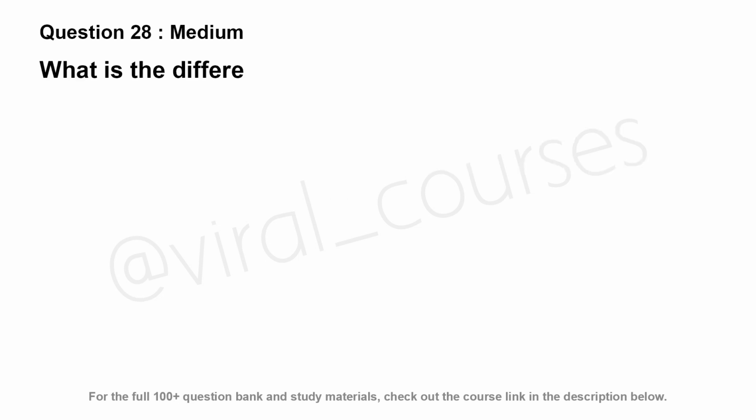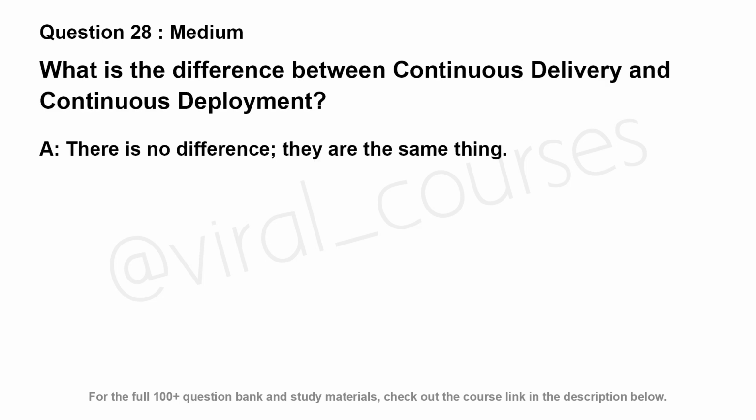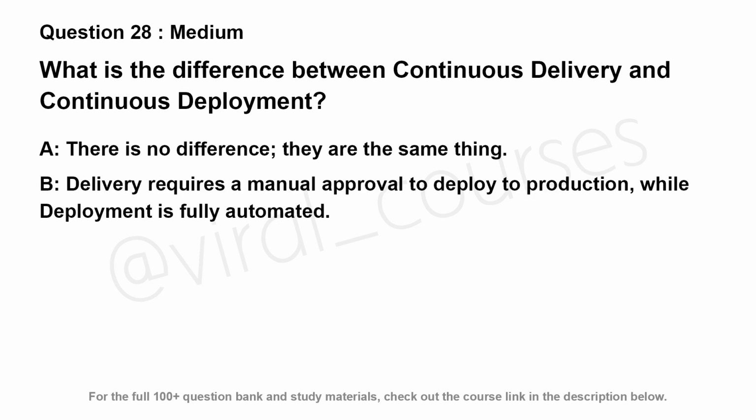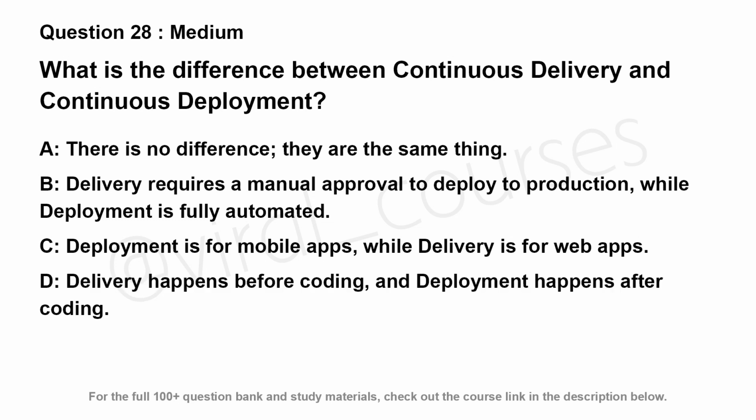What is the difference between continuous delivery and continuous deployment? Option A, there is no difference. They are the same thing. Option B, delivery requires a manual approval to deploy to production, while deployment is fully automated. Option C, deployment is for mobile apps, while delivery is for web apps. Option D, delivery happens before coding, and deployment happens after coding.